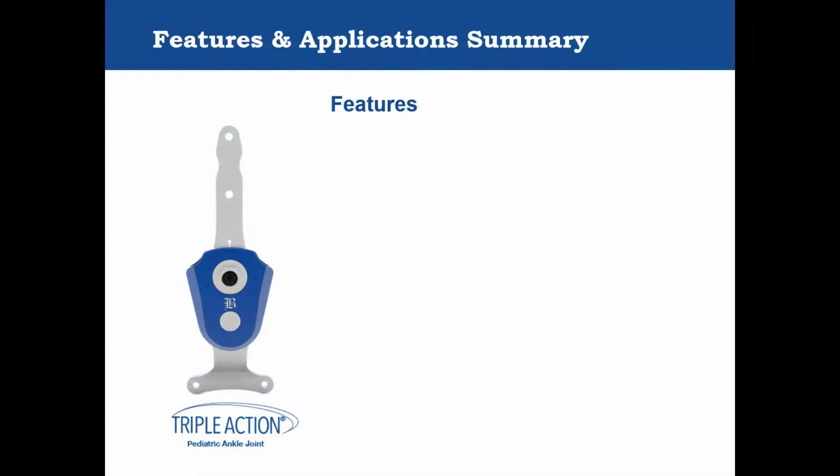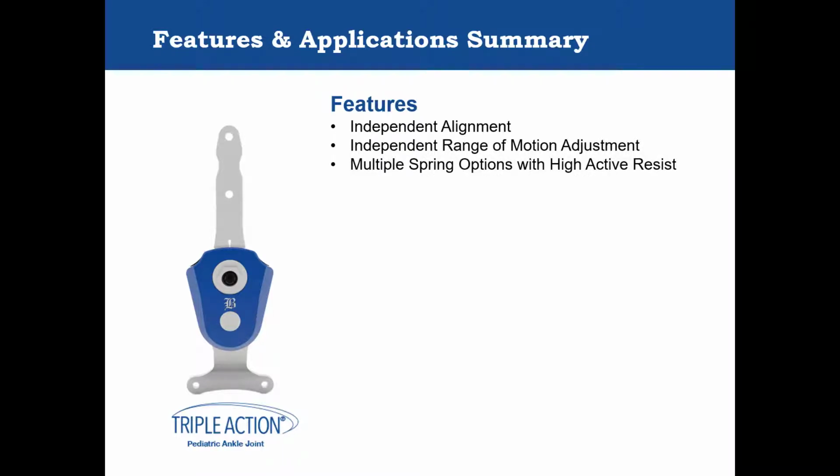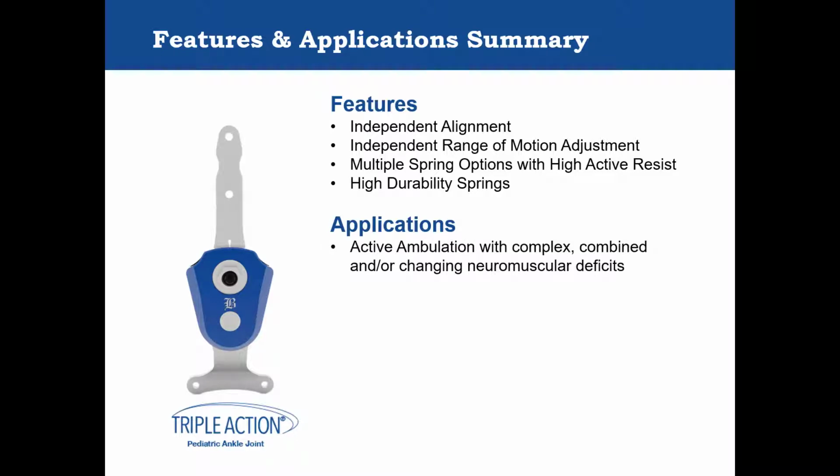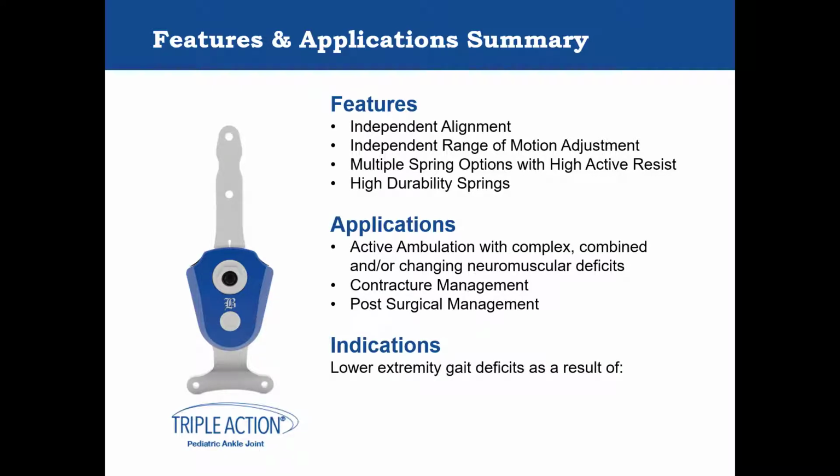The features of the triple action ankle joint include independent alignment, range of motion adjustment, and multiple spring configuration options. Triple action springs have high active resistance and are durable enough to keep up with the most active patients. The triple action is effective at managing high-activity patients with complex, combined, or changing neuromuscular deficits. Indications include lower extremity gait deficits as the result of cerebral palsy, spina bifida, and other pathologic neuromuscular conditions.